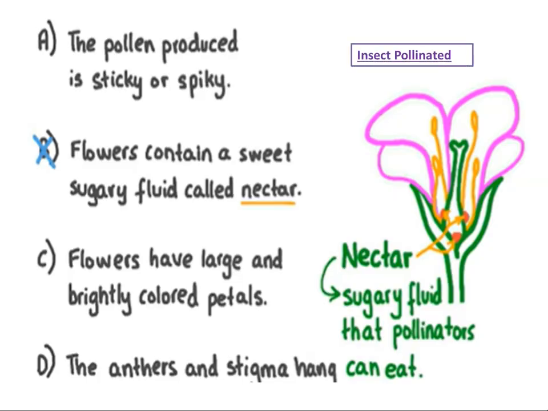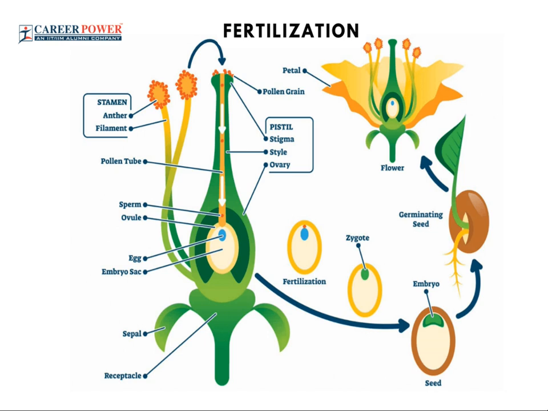Now, talking about the insect pollinated flower, it produces pollen which is very sticky so that it can stick to the stigma. The flowers contain a juicy, sugary nectar and they also produce a very good odor which attracts the insects. They are also brightly colored to attract the eyes of the insects or other pollinators. The anthers and the stigma hang and are exposed so that the insects can reach them.